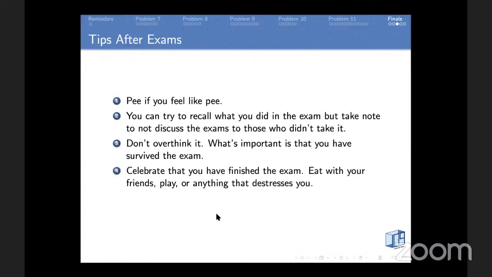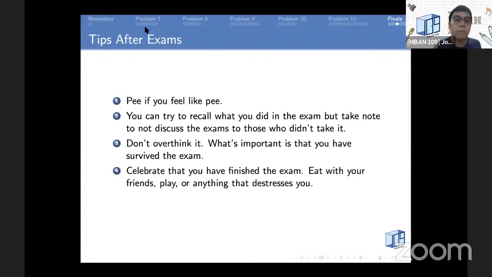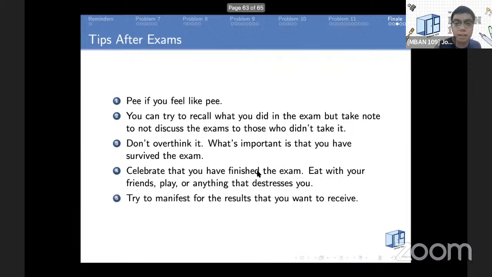Next, celebrate that you have finished the exam. So yes, one important step for me siguro kasi done na kayo eh. Tapos na kayo sa exam. So what you can do is just relax. You can try to eat with friends, maglaro lang kayo, or bili kayo ng kung ano-ano ng stuff na makakapag-distress sa inyo. And last but not the least, try to manifest the results you want to receive.